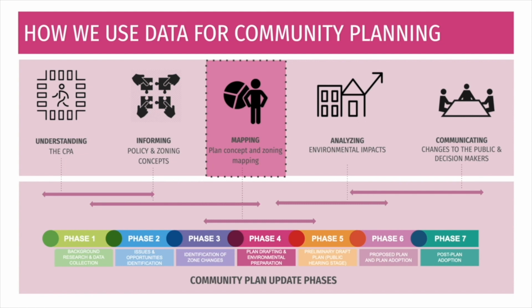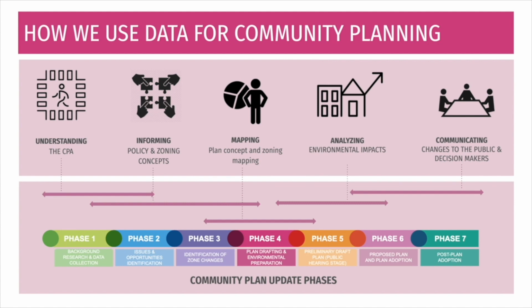The next key point is mapping the proposed zoning and land use. We need to do this in a way that can be easily understood and stored by our GIS staff. And we need to make sure that we can continually make modifications to the proposed zoning and general plan recommendations as we conduct our community outreach and get feedback from our community partners.